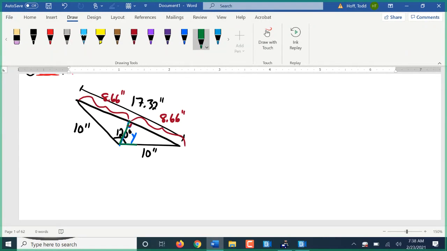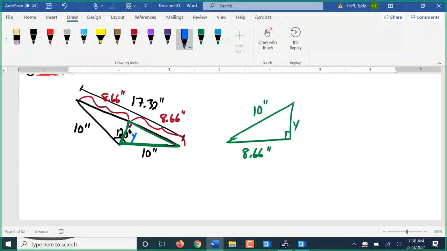Now I can just look at this as a single right triangle. And I'm going to redraw it a little bit like this. This is y, this is 10, not 10 inches. 10 inches would be up here now. This would be 8.66 inches. And to find y, it's simply Pythagorean theorem. y squared plus 8.66 squared equals 10 squared. Now we can solve to find that y is 5 inches.